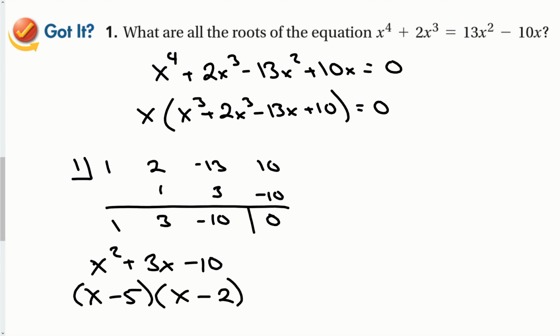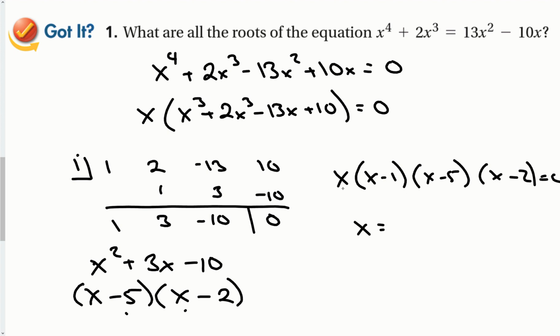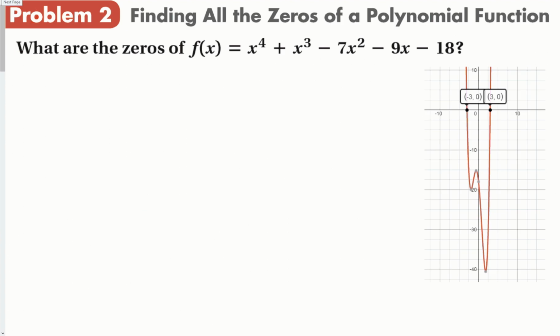Okay, so that means this polynomial in factored form is x times x minus 1 from this root right here, and then these two, x minus 5, x minus 2. By setting that equal to 0, we can say that x is equal to, remember, if the variable is by itself, that's a 0, 1, 5, and 2. 4 answers, just like the degree of this polynomial.